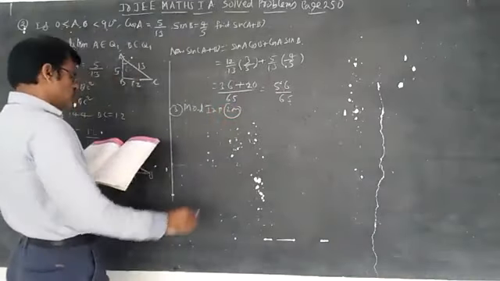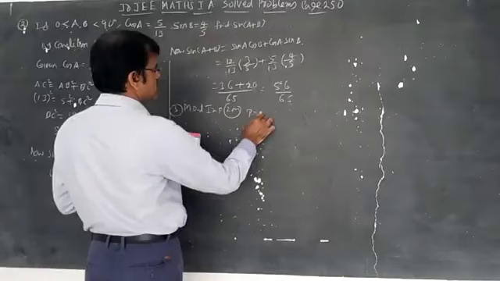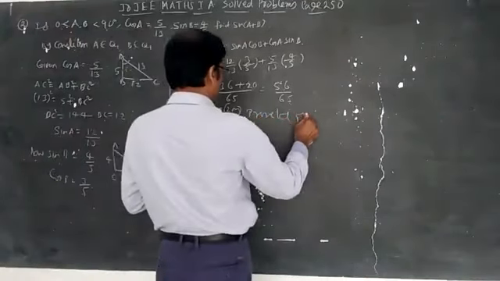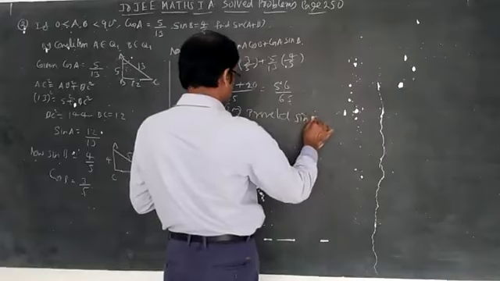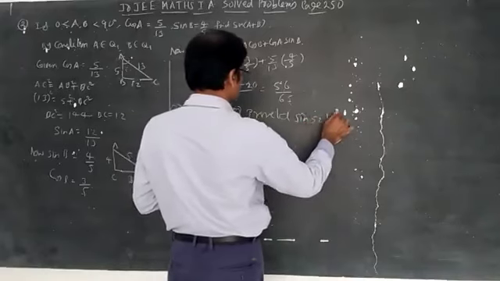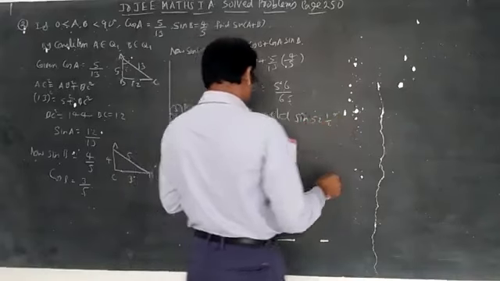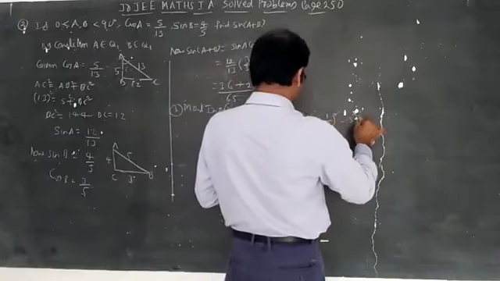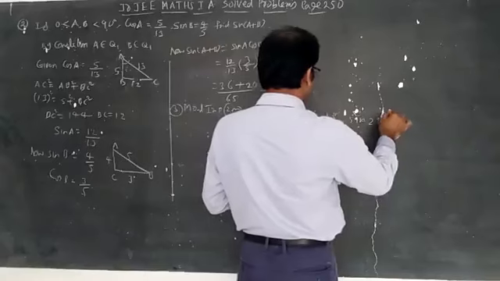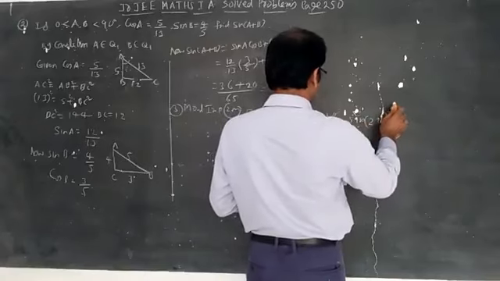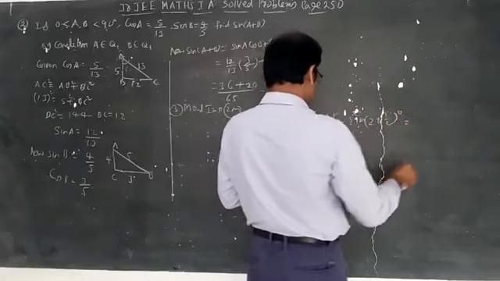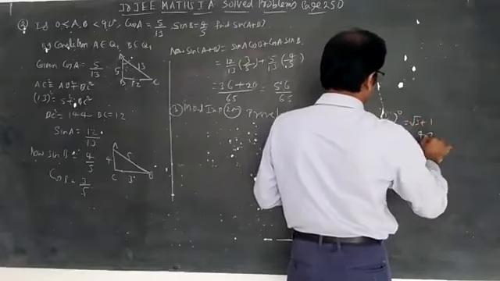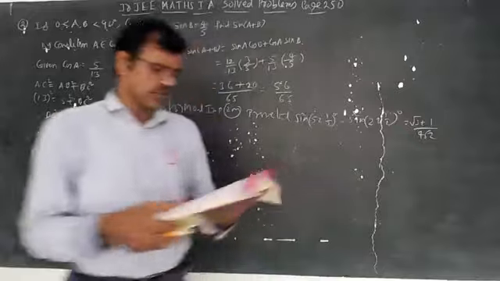Now let us discuss the third question, a most important 2 marks question. Prove that sine square 52 and half degrees minus sine square 22 and half degrees is equal to root 3 plus 1 by 4 root 2.